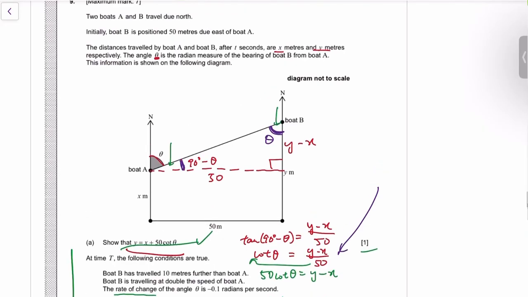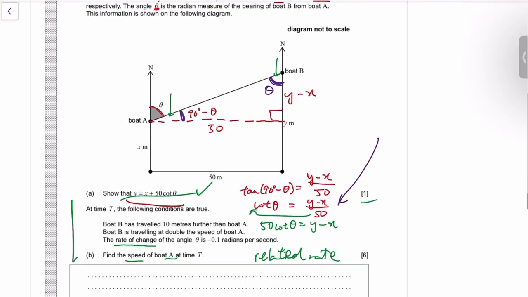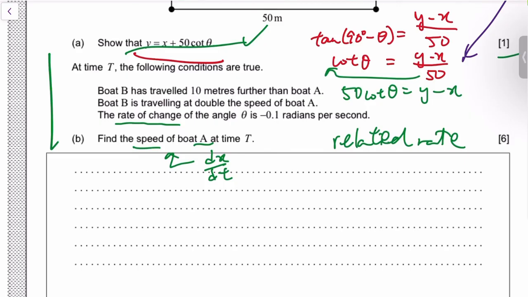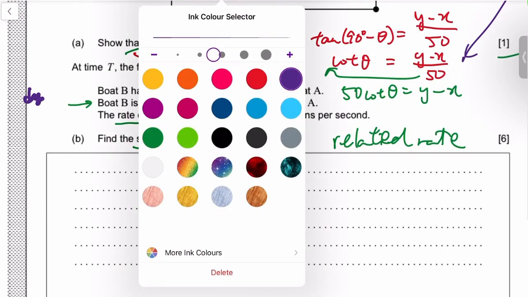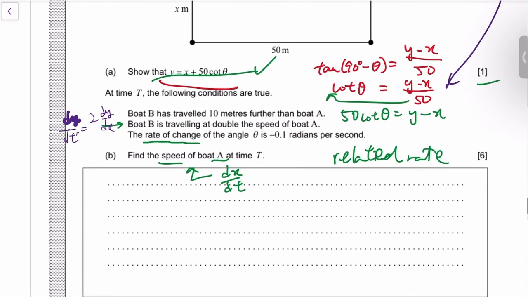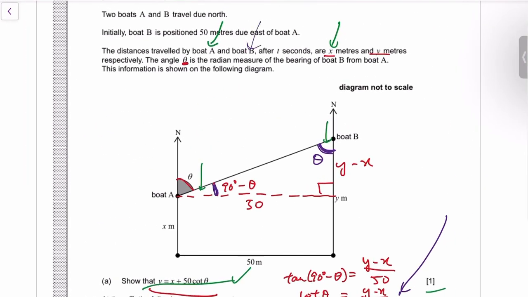You think about it: x is the distance that boat A has gone. The derivative of distance is speed, right? So we're really looking for dx dt. And boat B is traveling at double the speed of boat A, so that probably means dy dt equals 2 times dx dt, right? Because the speed of boat B would be dy dt, because for B the distance is y.